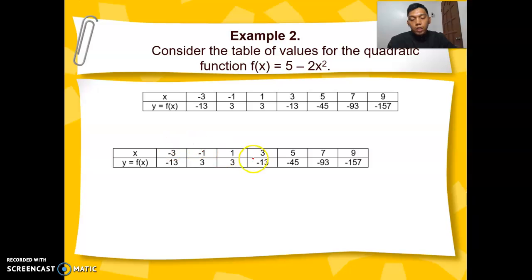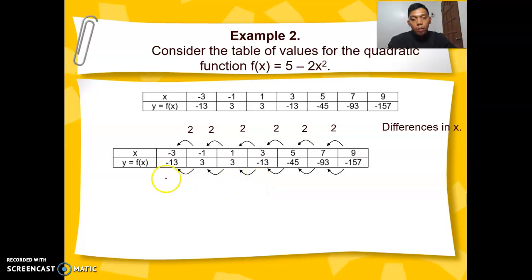Now if we take the differences in the x, 9 minus 7, that's 2, right? They're all the same. Negative 1 minus negative 3, that's 2. Same with the others. Let's check the first differences in y. 3 minus negative 13, that's positive 16. This one, 0. This one, negative 16. This one, negative 32, negative 48, negative 64.